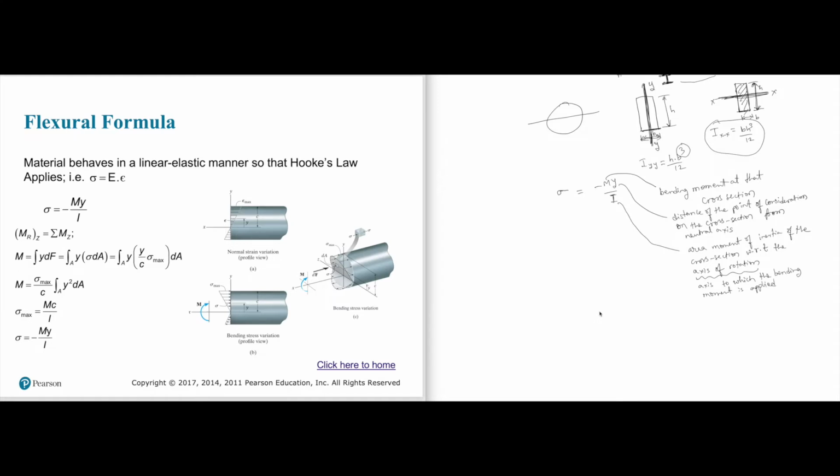Let me explain this to you, because the majority of the confusion is about I. Which I should you take? For example, let me give you a bar that looks like this. Now let me give the axes. This is X, this is Y, and that is Z.